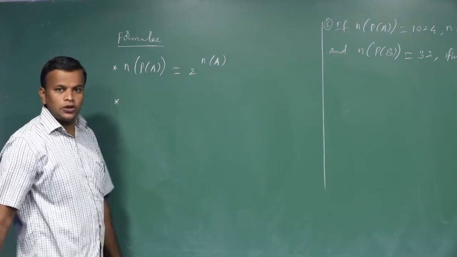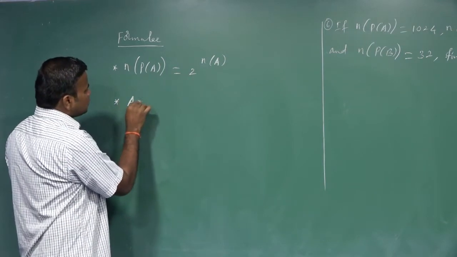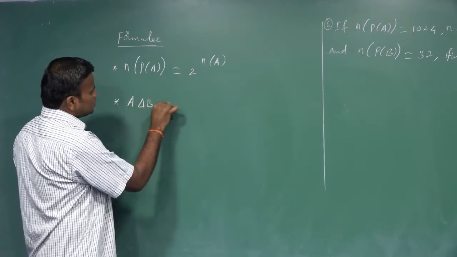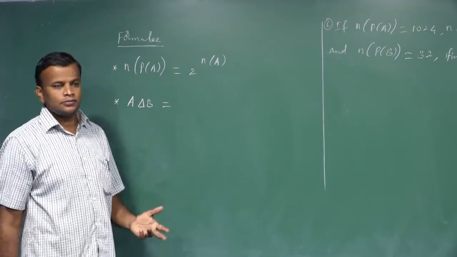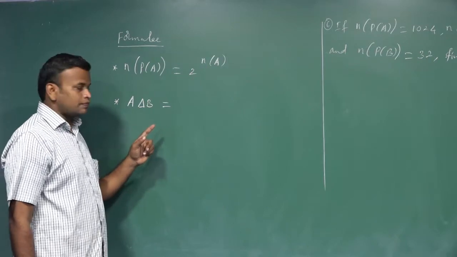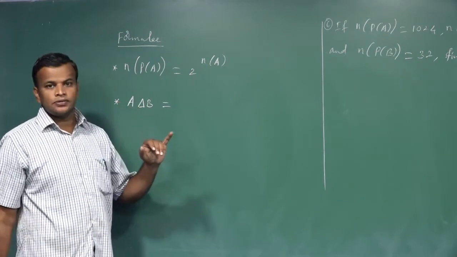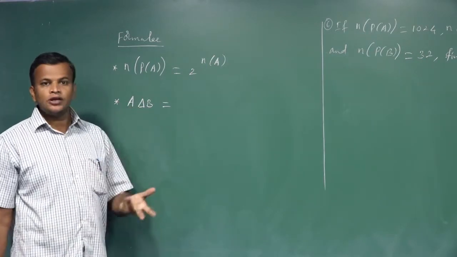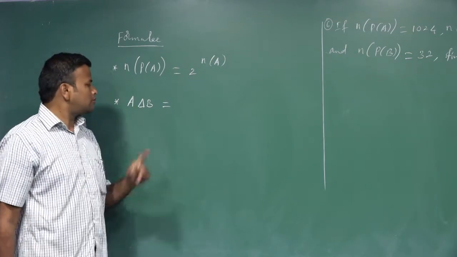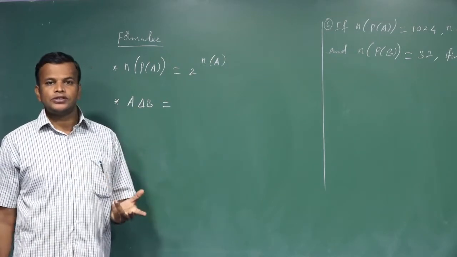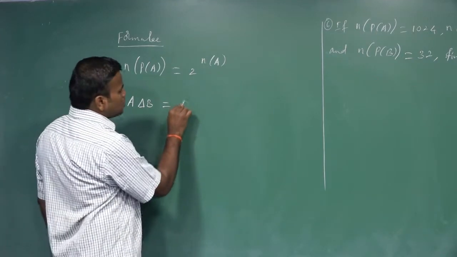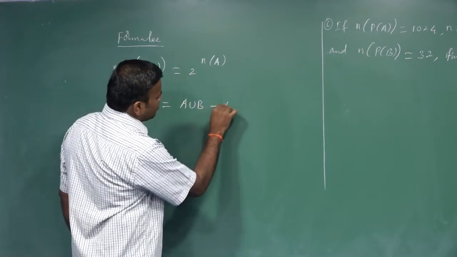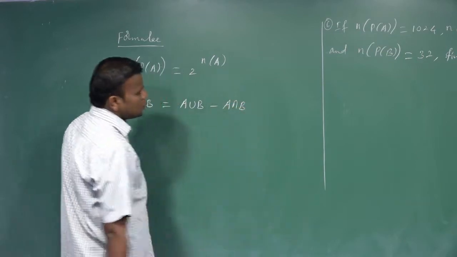Now we introduce a new one. The set difference of two sets, A delta B, or it should be read as A del B. The set difference or the symmetric difference. A minus B means set difference. A delta B means symmetric difference. So the symmetric difference of A and B is A union B minus A intersection B.